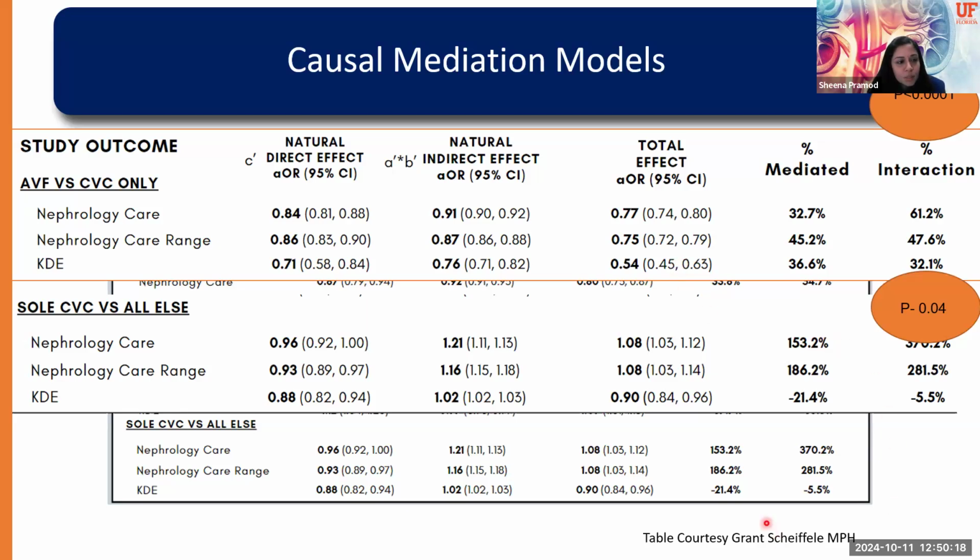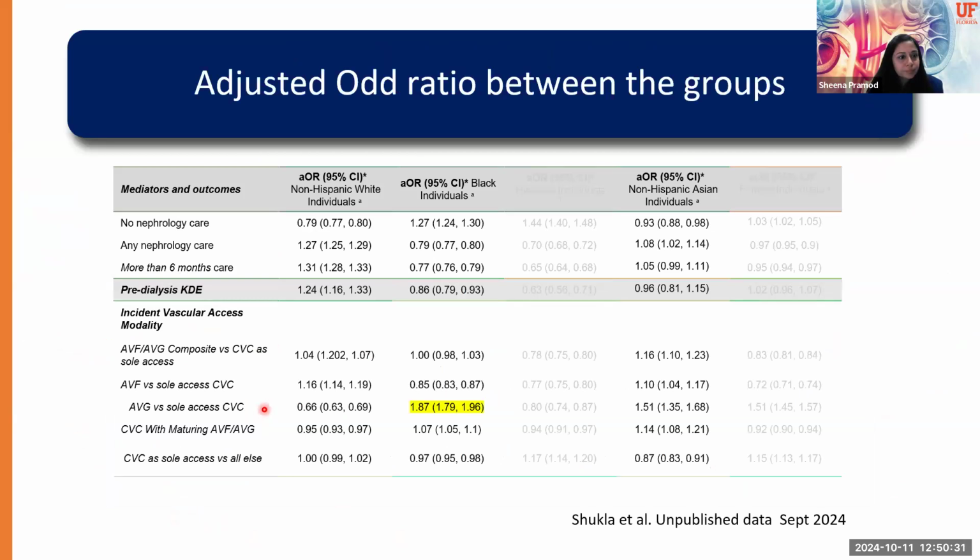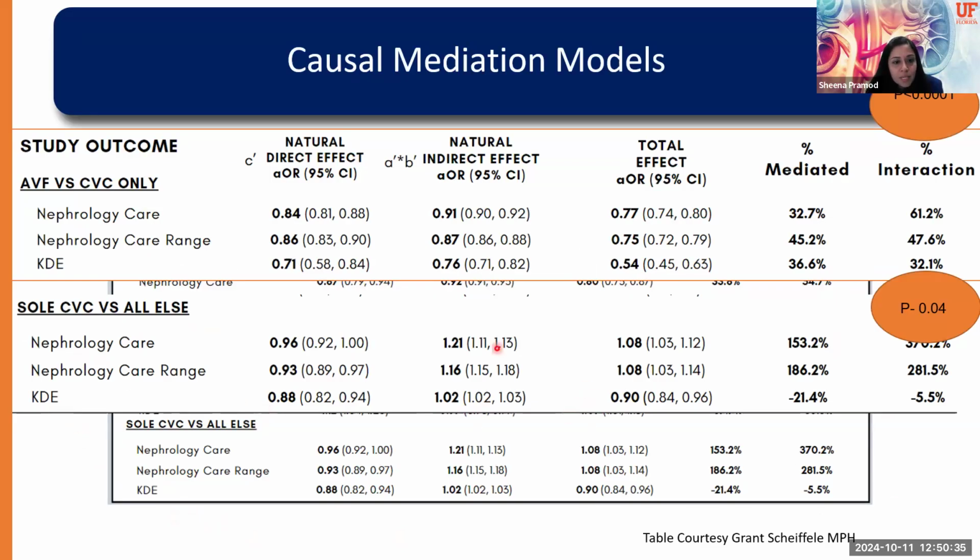Now, with regards to sole catheter access, patients who had nephrology care had a 4% less likely chance of getting a CVC, compared to a 21% likelihood of getting a CVC, and then a total effect of an 8% higher chance of getting a CVC. Now, you could argue that this seems counter to what we would think. The thought is that maybe the referrals for nephrology care and KDE were very late, so that it didn't influence the decision. And also there was a much smaller cohort of KDE to study in these two populations.